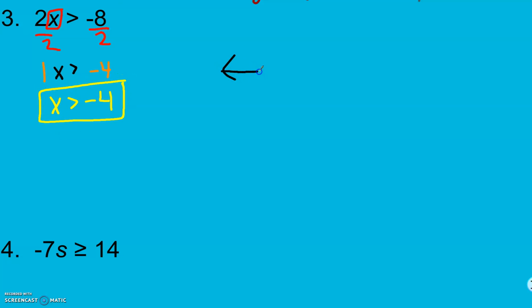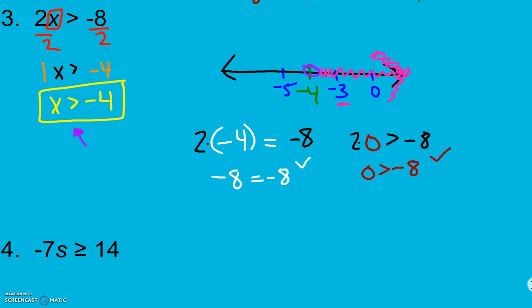To graph, I plot my boundary point and the next consecutive number bigger and smaller and about where 0 is. I put a circle at my boundary point. Here I keep it open because it's not equal to. We want numbers greater than -4, like -3. So we graph everything on the same side as that solution. And as you can see there, they both checked.